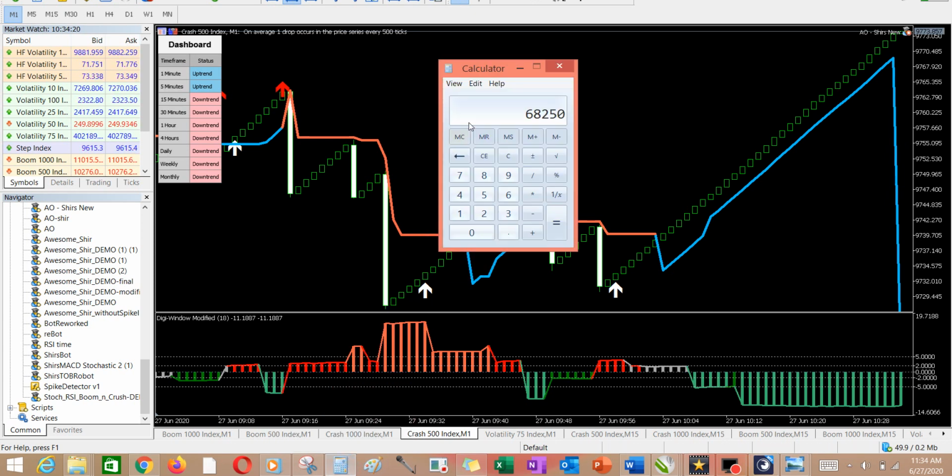Let me quickly do a quick calculation for you, Jack. This is Crash 500. Let's say you are using 5.0. That means you earn $5 per minute. That is 21 times 5.